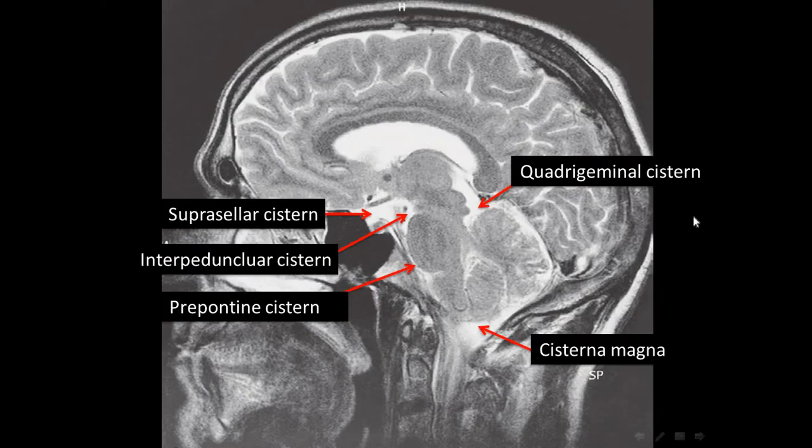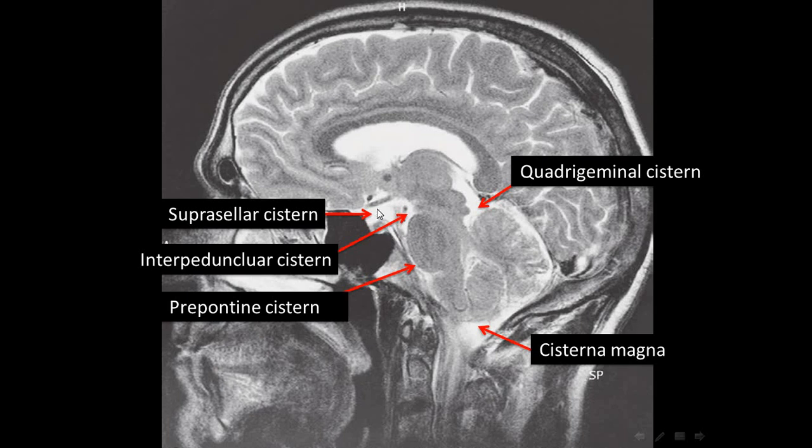This is a sagittal image. This is the cisterna magna, which lies just posterior and inferior to the cerebellum, the largest CSF cistern. And the quadrigeminal cistern here lies posteriorly to the quadrigeminal plate. And the superior cerebellar cistern.